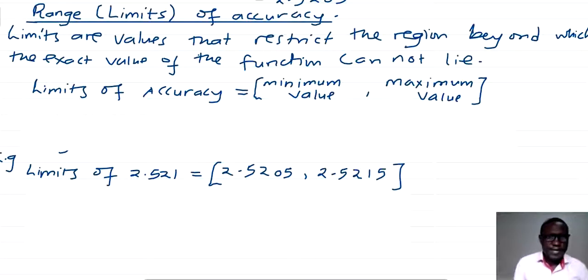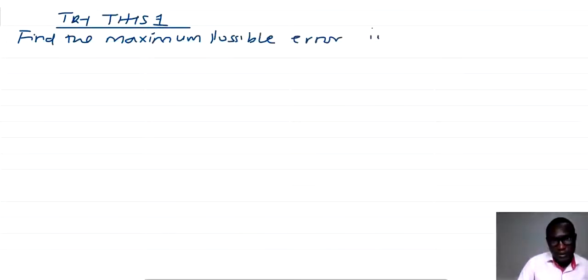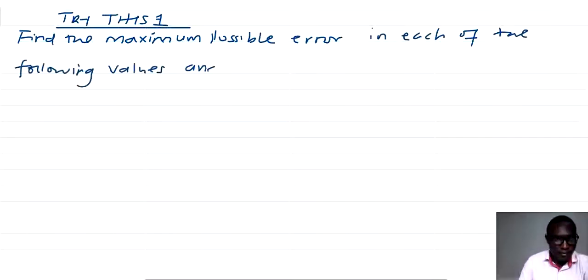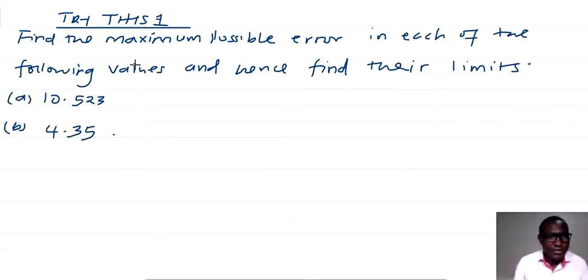Alright, so this has been the introduction to errors and approximation. But before I leave, I want to give you two numbers to try out this knowledge here. Find the maximum possible error in each of the following values and hence find their limits. Alright, this is what we have to go and try. So you find the maximum possible error in this, find the maximum possible error in this, then go ahead and find the limits in each of these.